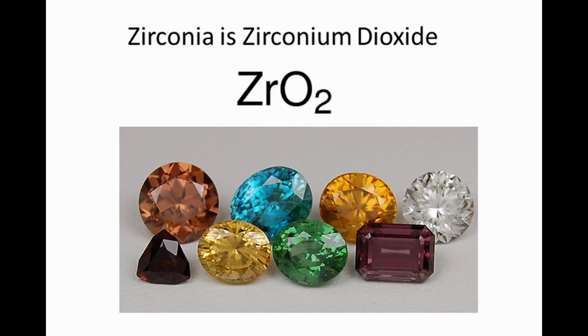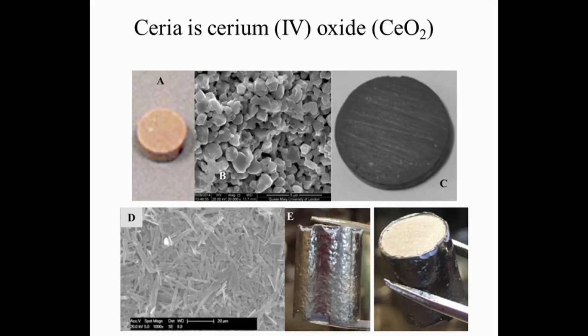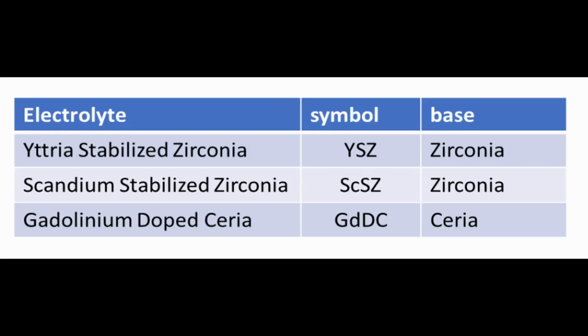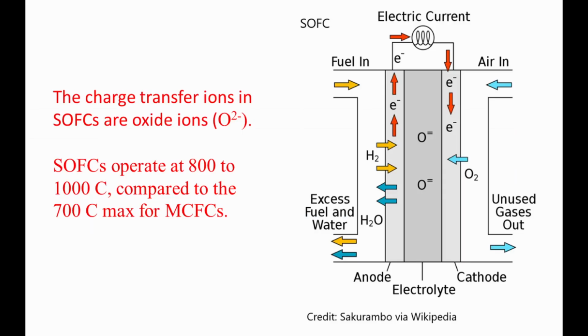Zirconia is zirconium dioxide, ZrO2. Ceria is cerium-4 oxide, or CeO2. Both oxides promote the migration of oxide ions at high temperatures. The transfer ions in an SOFC are oxide ions, O double negative.